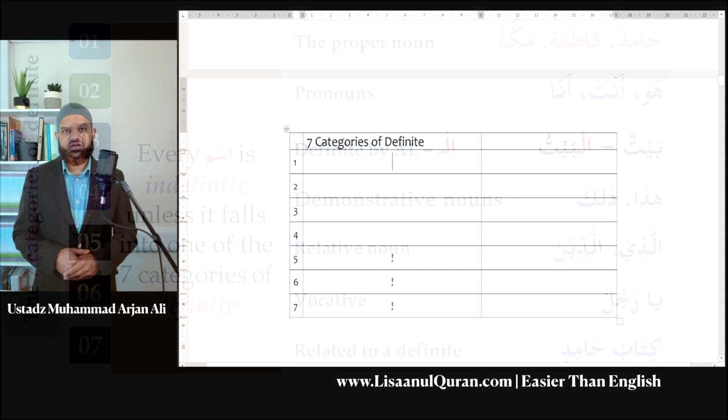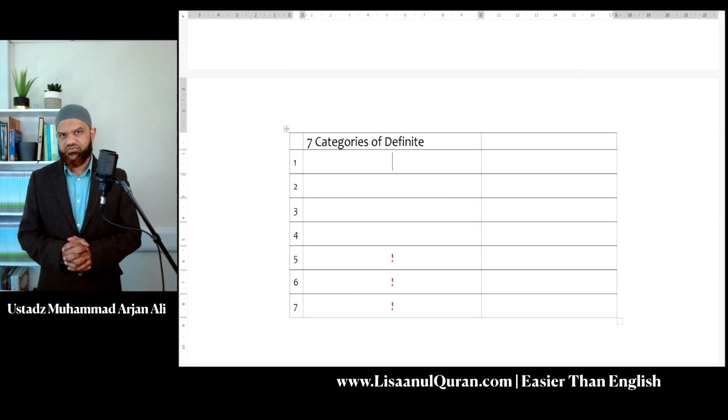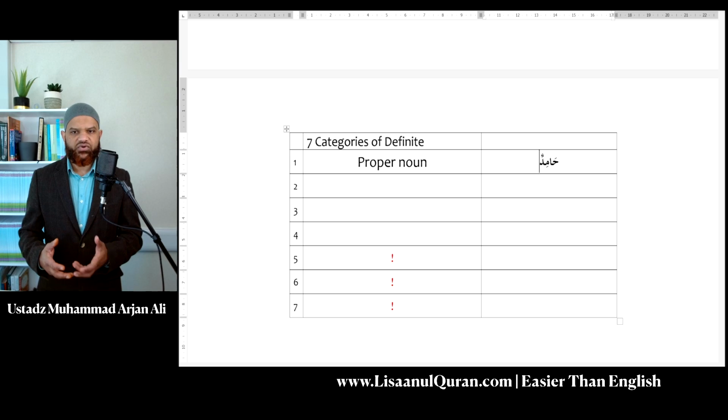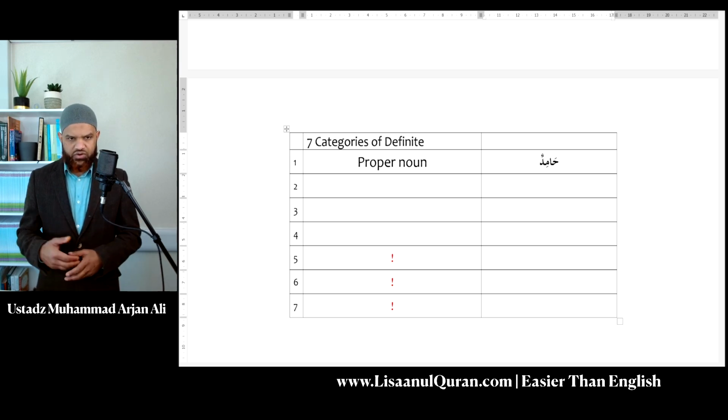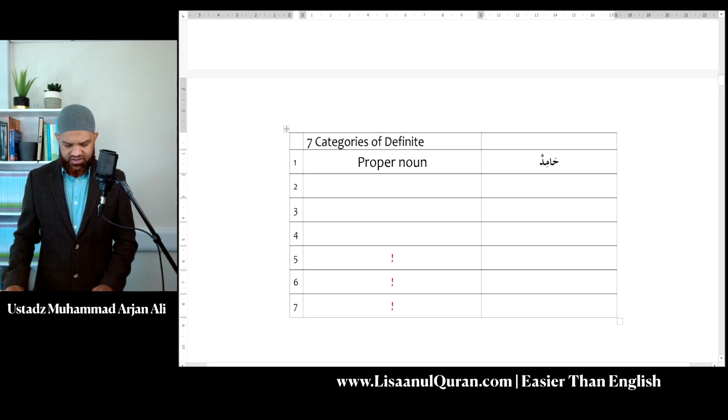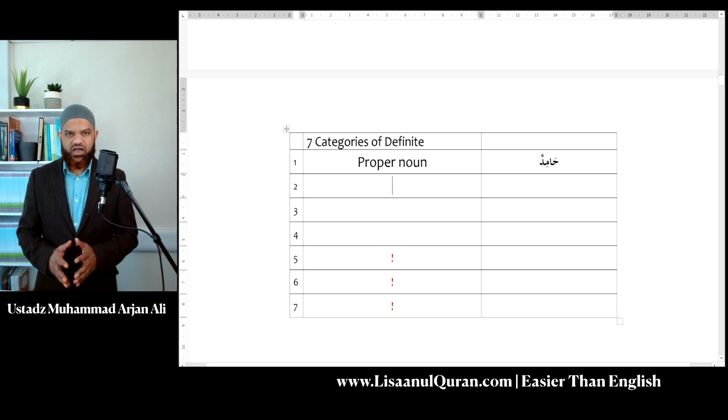As for the property of definiteness, there are only 7 categories of isms in Arabic that are definite. The first one is a proper noun. I'll give you an example. For example, Hamid. The name of a specific person, place, or thing is a proper noun, and we'll write them in the rafa form for default purposes, inshallah. So we have the proper noun, Hamidun.